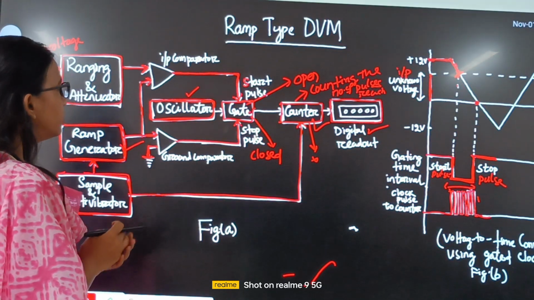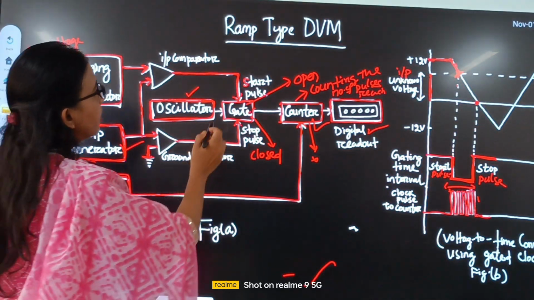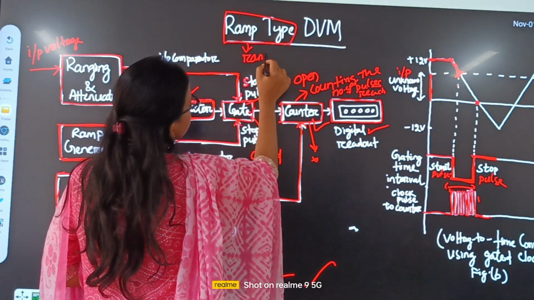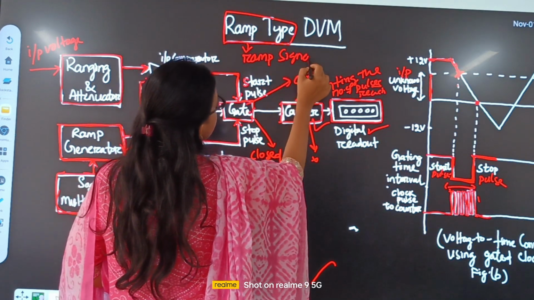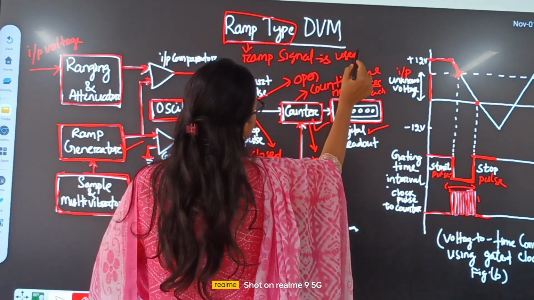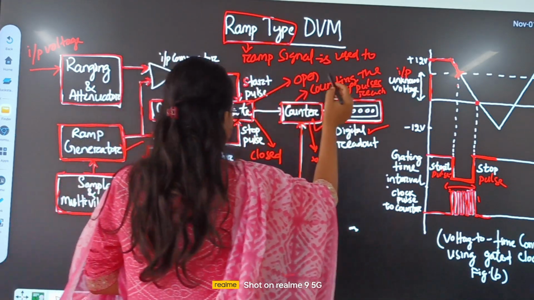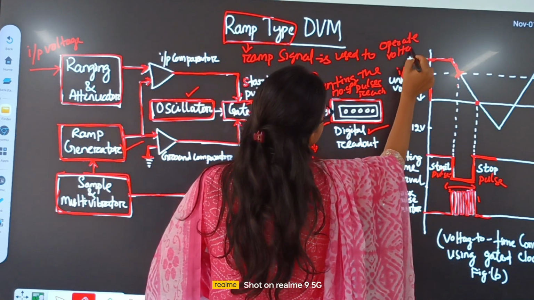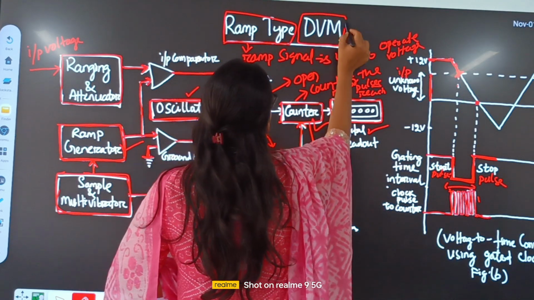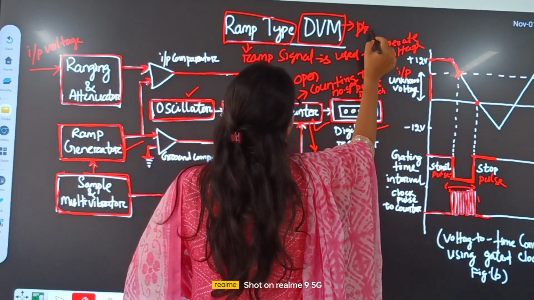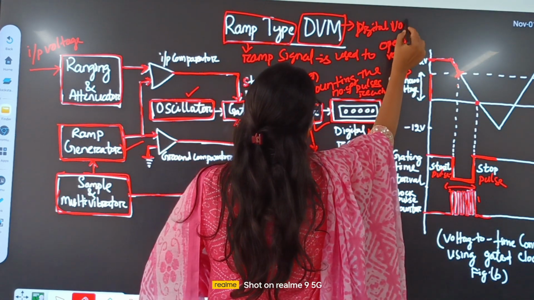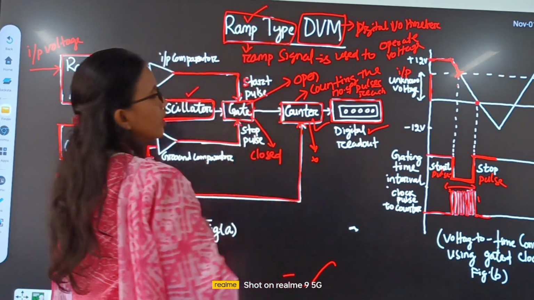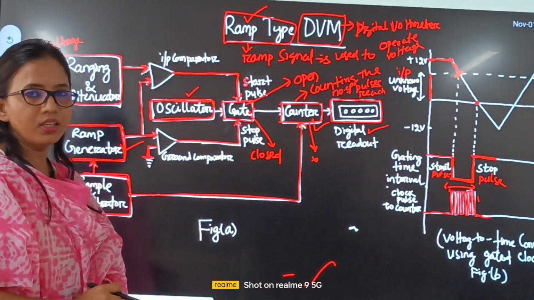The ramp type DVM is named so because the ramp signal is used to measure the voltage. That's why it is called the ramp type DVM. DVM is the digital voltmeter. In this digital voltmeter, the ramp type signal is used. That's why it is called the ramp type digital voltmeter.